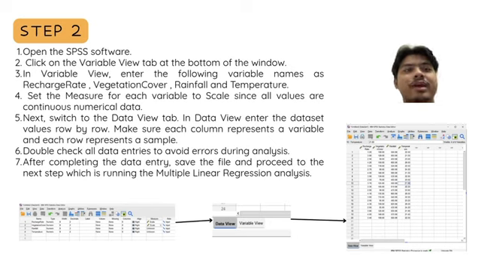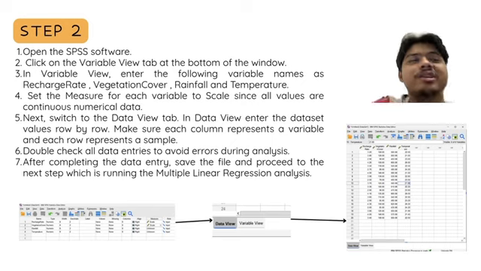In this tab, we enter the values from the dataset row by row, with each column representing a variable and each row representing a case. This step is important to ensure that our data is organized correctly before we run the analysis. Once all the values are entered, we are ready to proceed to the regression analysis.